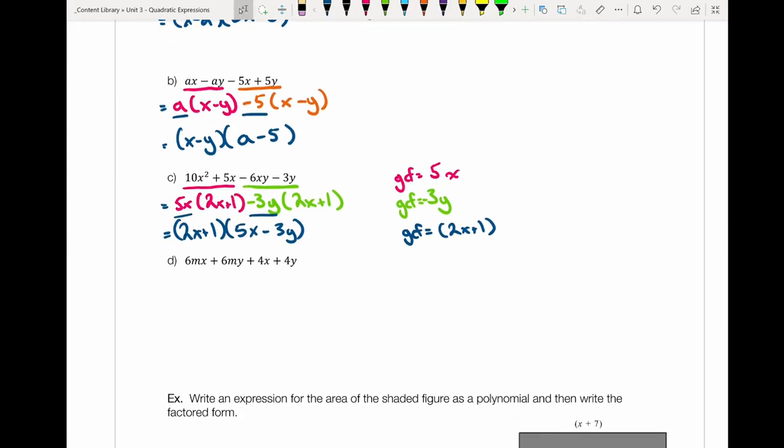In our last example, D, this one's a little bit long. What we want to do first in this case, the first thing you should always be doing, is common factoring.